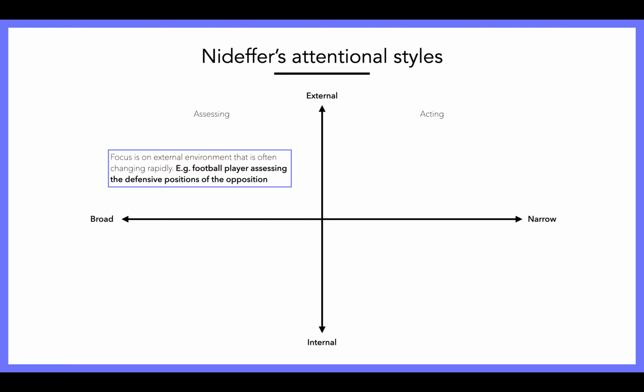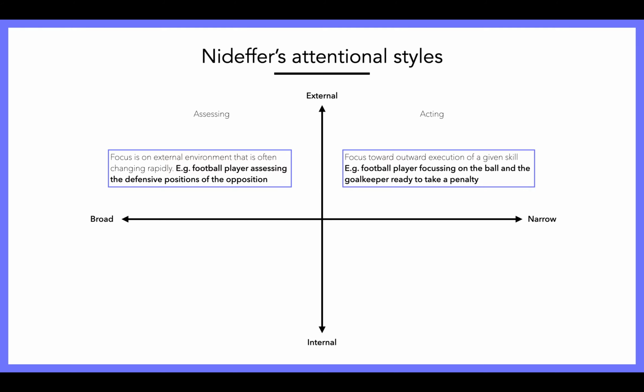Okay, let's go across to narrow external, that top right. And this is known as acting. So this is where we focus toward the outward execution of the skill. So rather than focusing on all the defenders' positions, because there could be 3 players, 4 players, some may even play a back 5, I'm focusing on the ball and the goalkeeper. For example, maybe to take a penalty or even just to take a shot from long range. I'm just going to focus on the ball, which is still external, and the position of the goalkeeper. So I've gone from that broad environment stimuli to just focusing more narrowly on 2 of them.